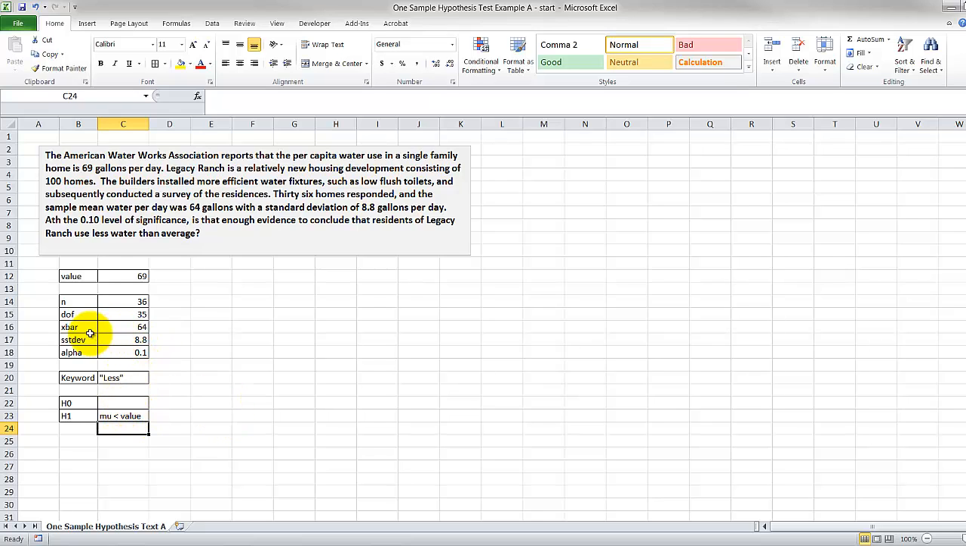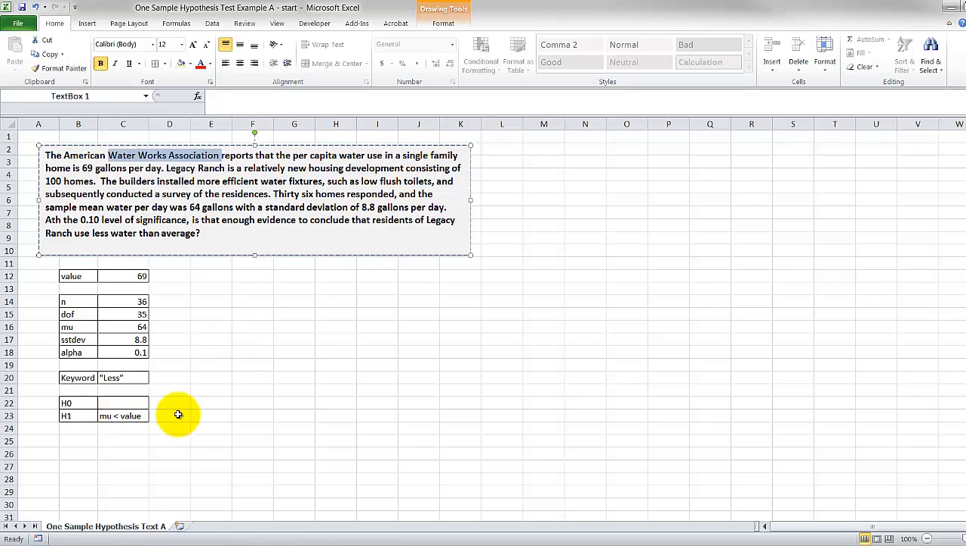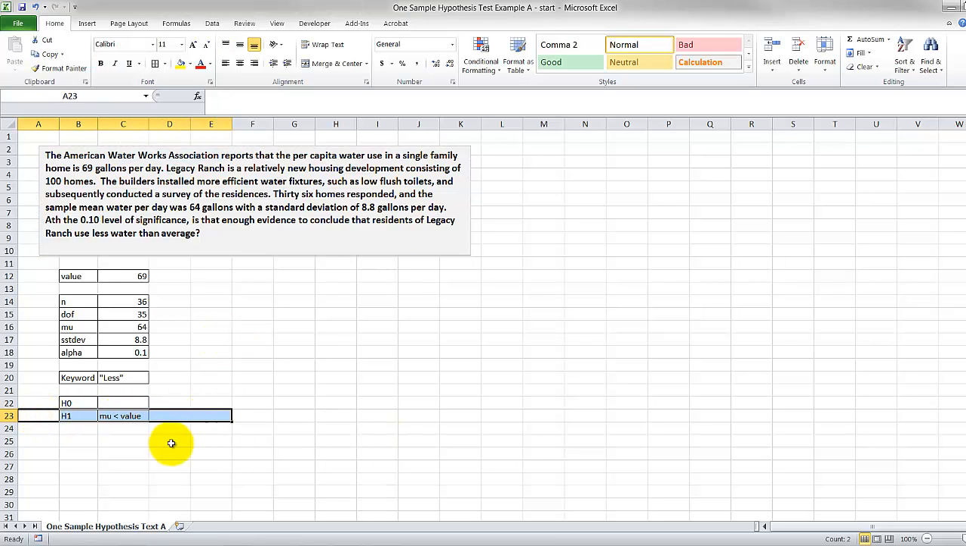And if it confuses anybody, I will replace x bar with mu, our average. 64, is our average less than the value reported by American Water Works Association? That is exactly it. We would love to conclude that yes, in fact, the ranch uses less water. Once you have identified this correctly based on your keyword, then you just have to write the opposite statement. What I mean by that is mu, and the opposite of the bottom alternative, less than, would be greater than.